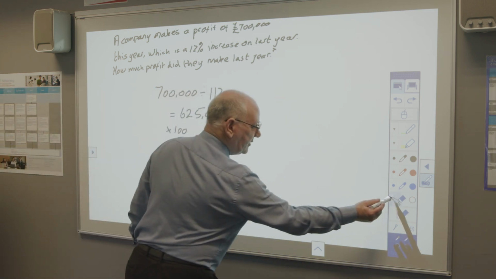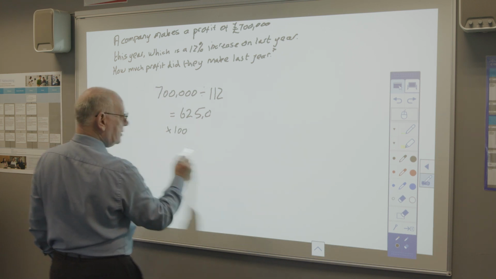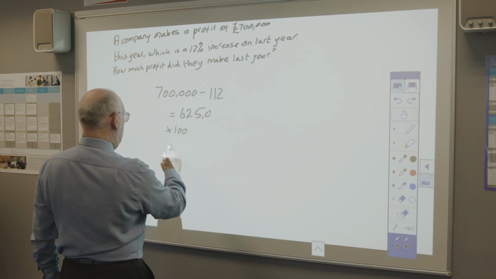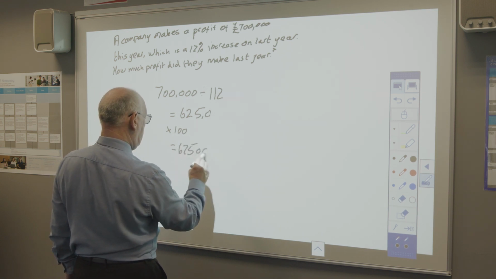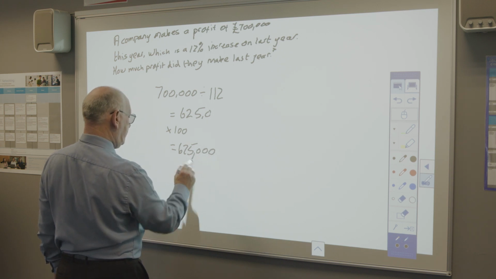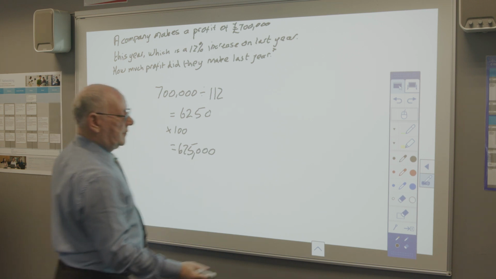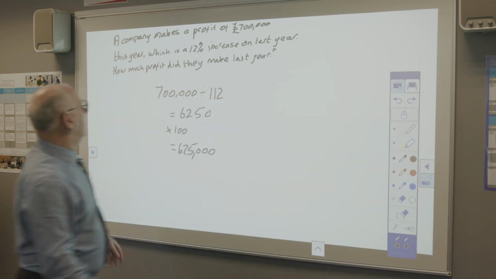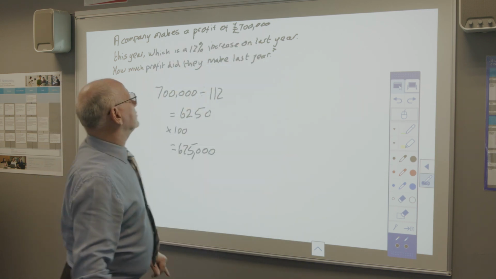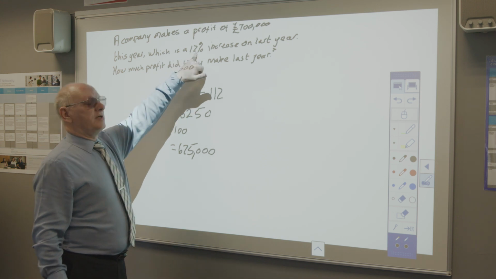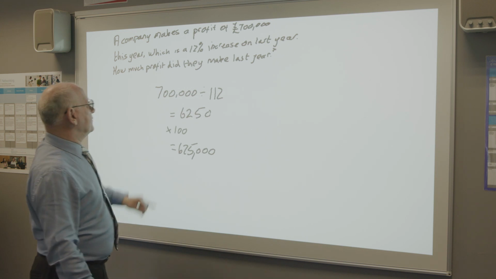Let me just rewrite that to make a bit more sense. There we go. That makes more sense now. So, this year they made a profit of £700,000. Which is a 12% increase on last year. How much profit did they make last year?